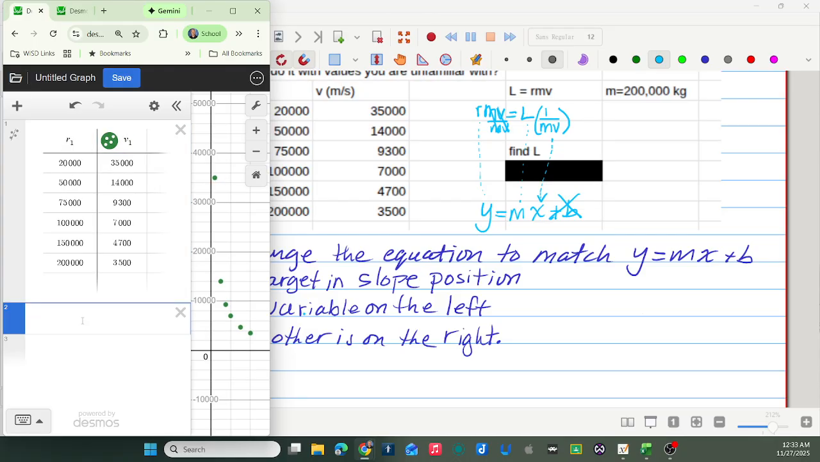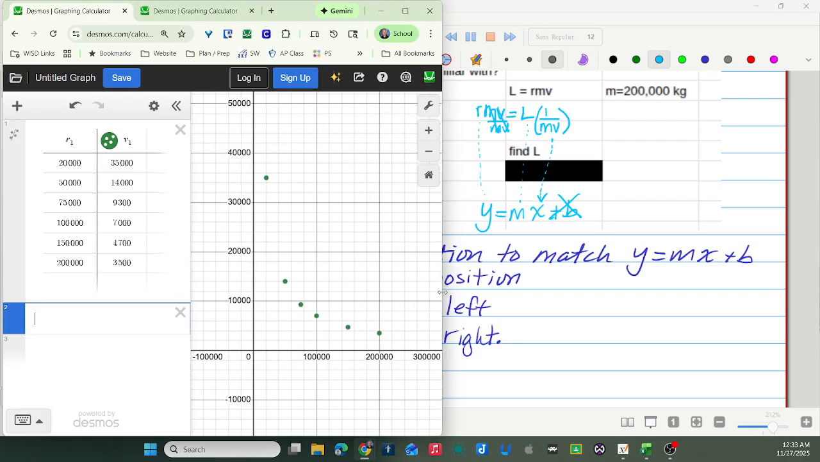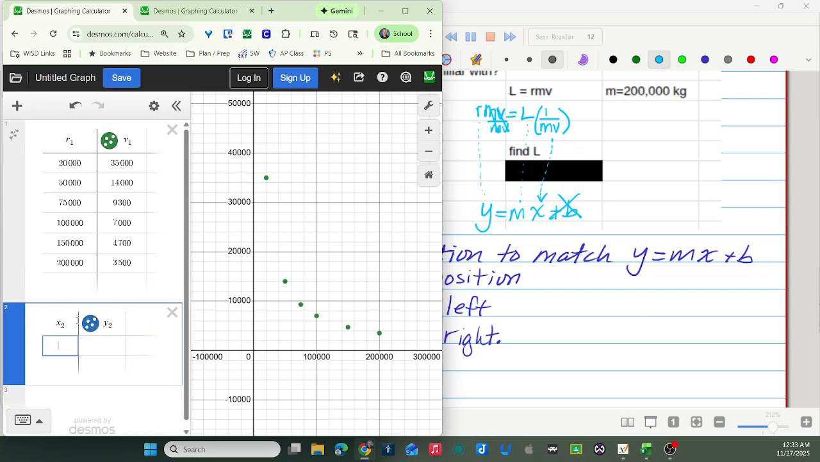And what we're going to do is make a new table because you can see that the data right here is actually curved, and that's an inverse relationship. So what I'm going to do is put in a new table, and this table I'm going to use to find out what the slope of my line is.